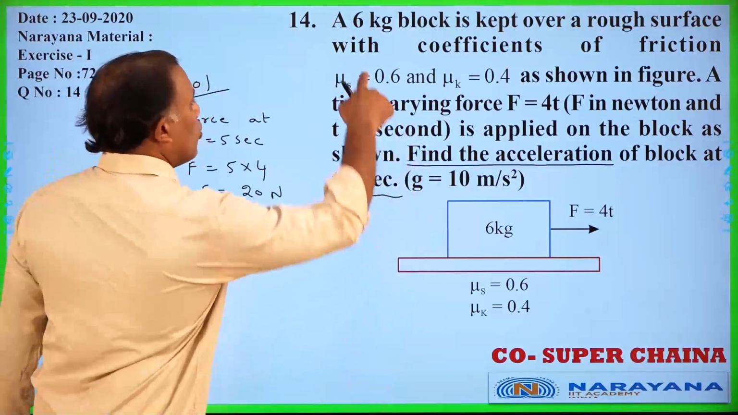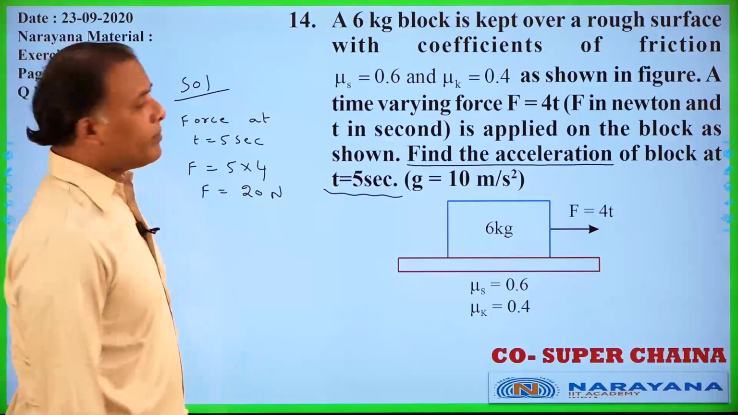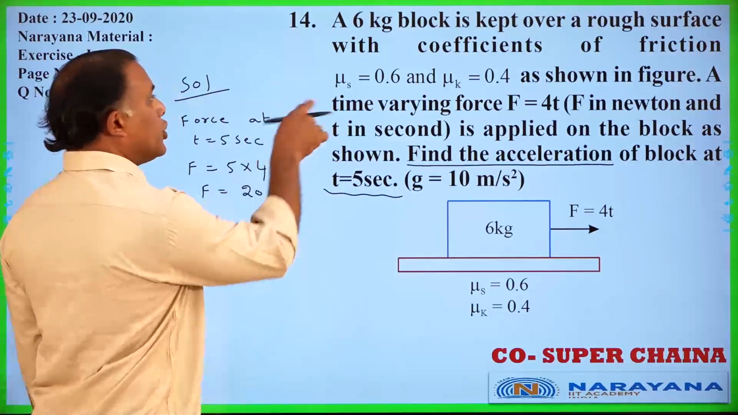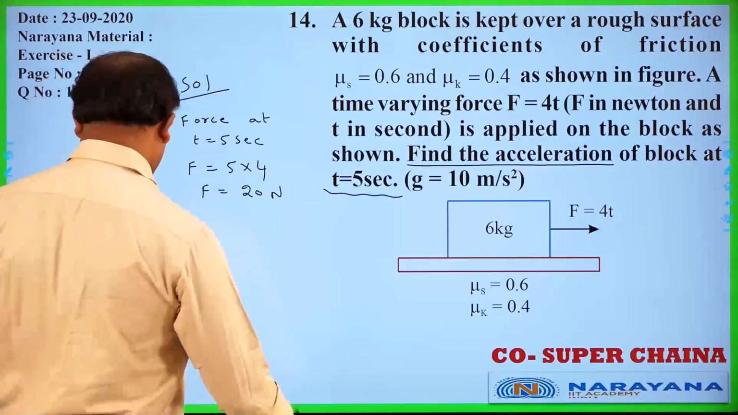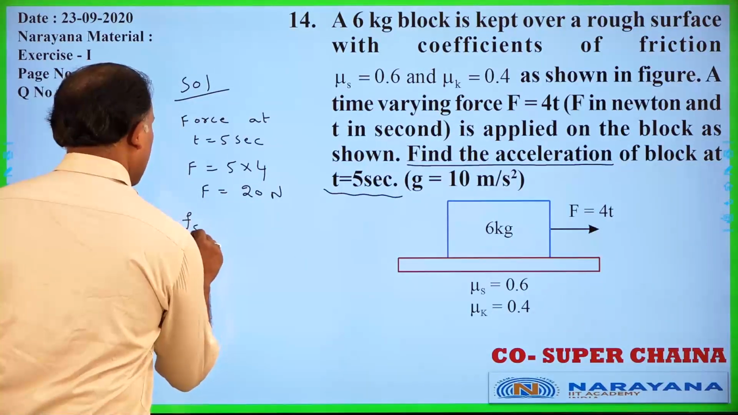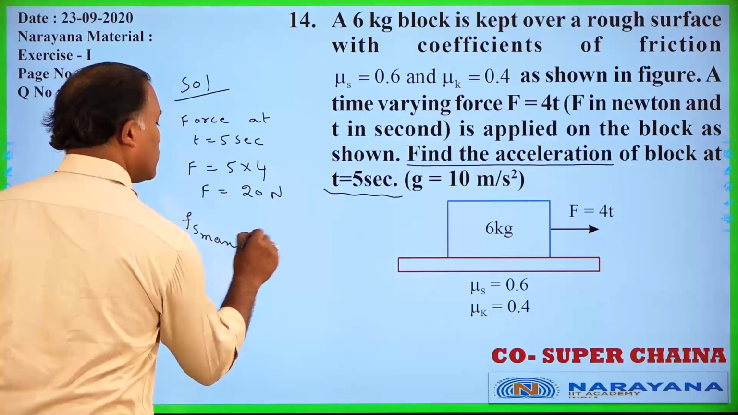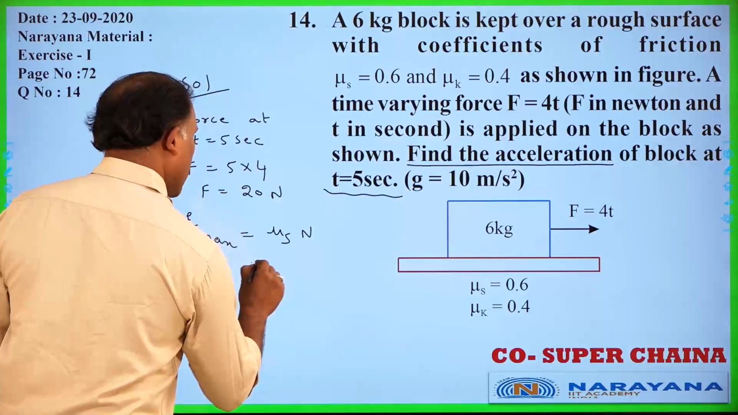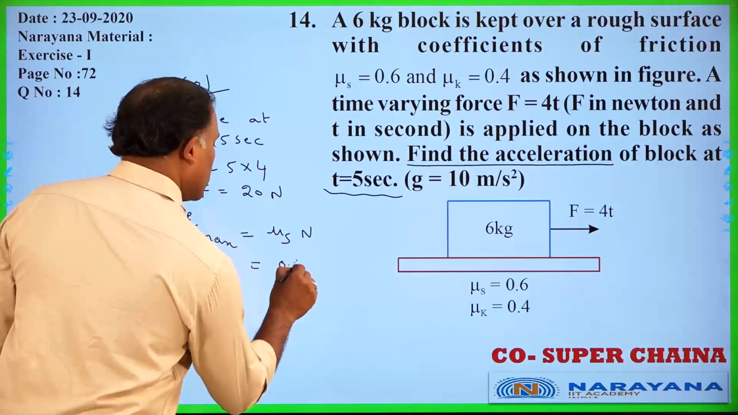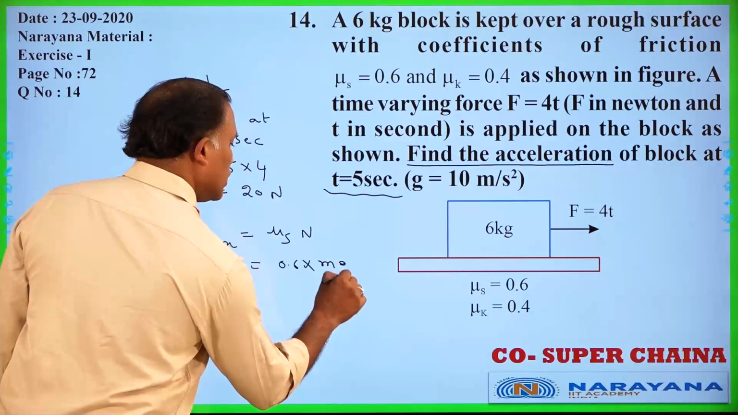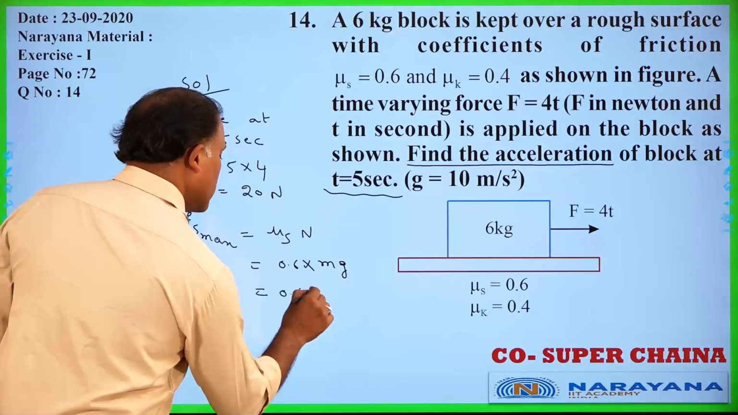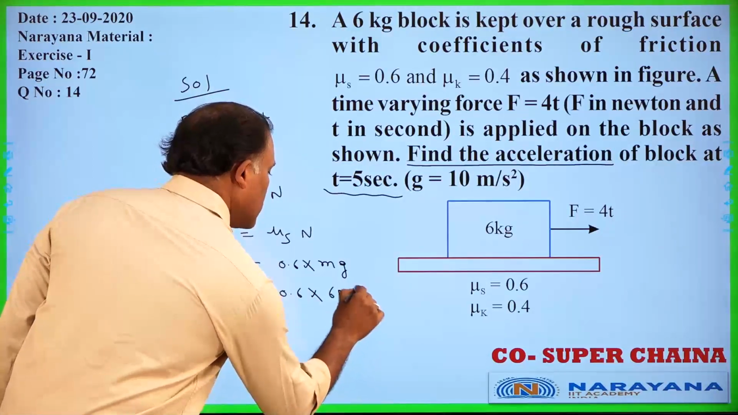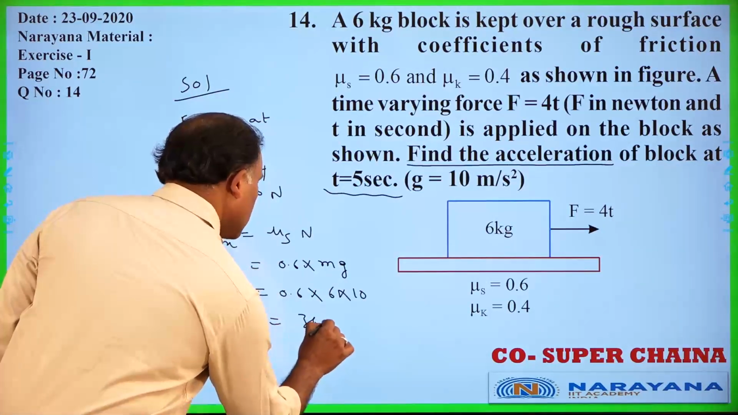Now let us find the maximum static friction. Whether that maximum static friction is less than this 20 Newton or greater than the 20 Newton, we need to see. So Fs maximum is equal to mu s into normal reaction. Mu s is 0.6, normal reaction is mg. So 0.6 into mass 6 into gravity 10, that is 36 Newton.